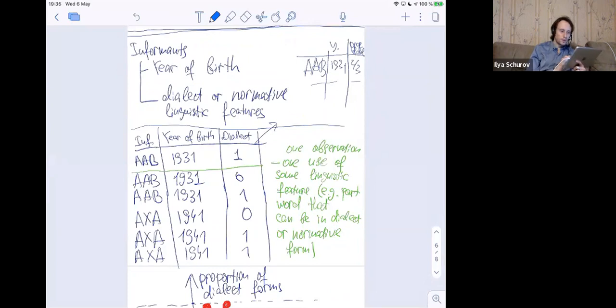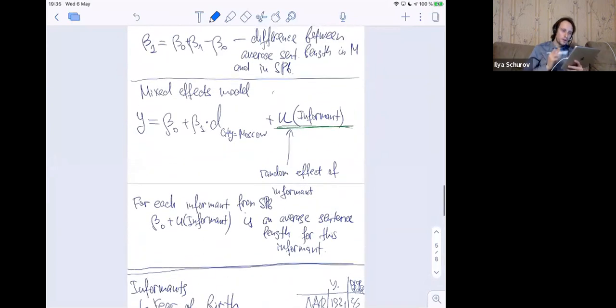Single u for many entries? No, here this value u depends on the informant. So for each informant we have their own u, and so in a sense for each informant we adjust their average in such a way. Yes, basically we have a lot of straight lines. Correct. Basically, for each informant, we have their own straight line.